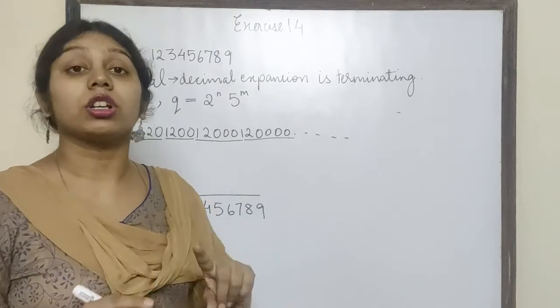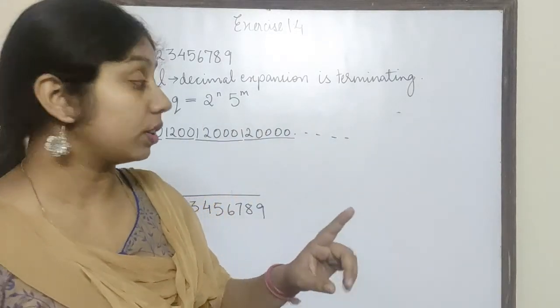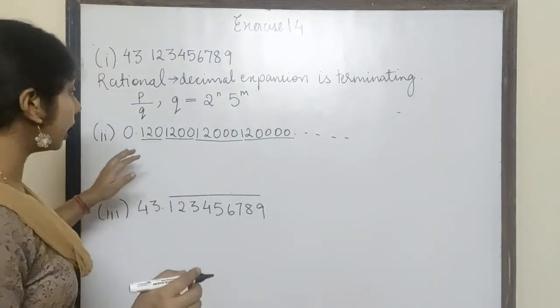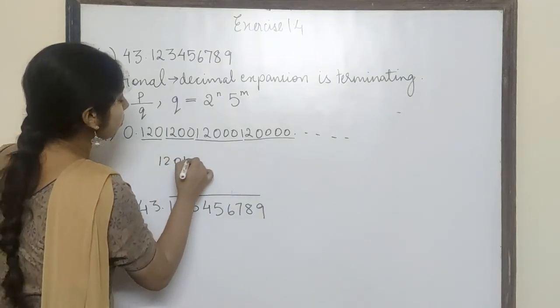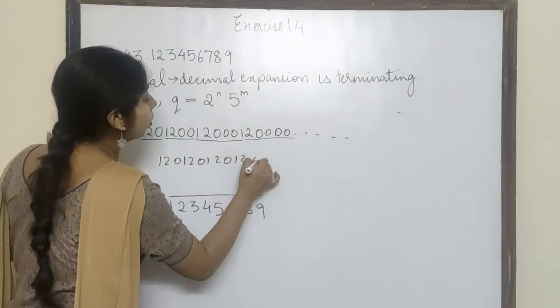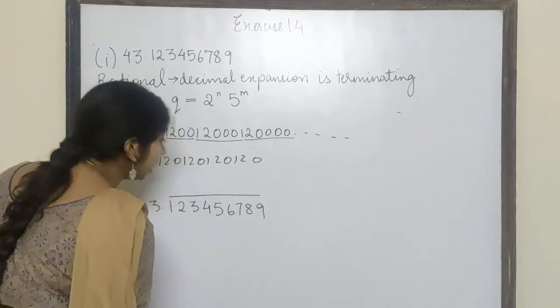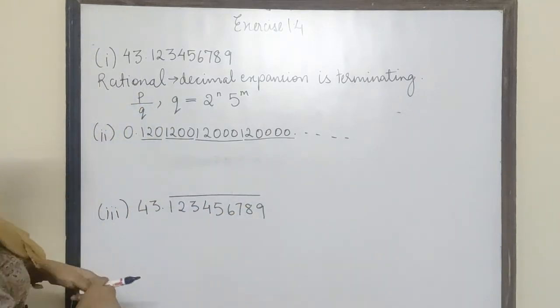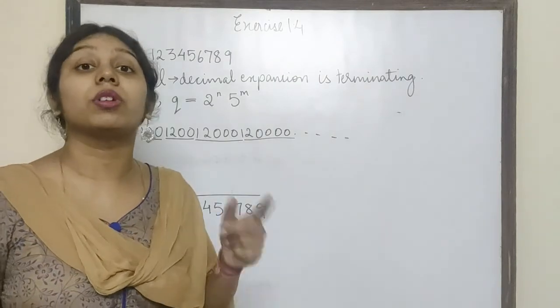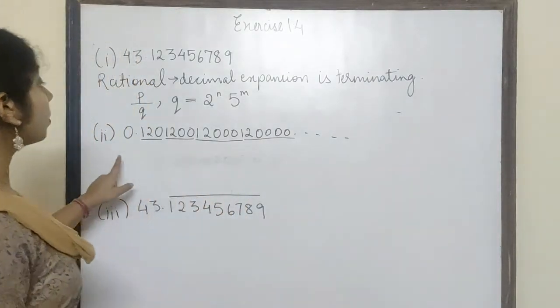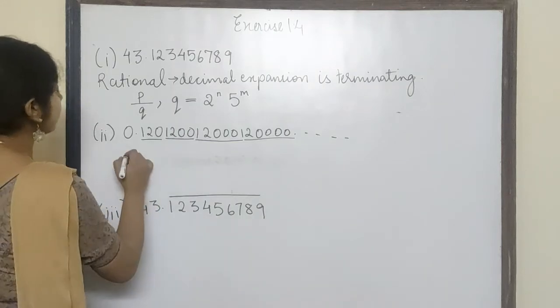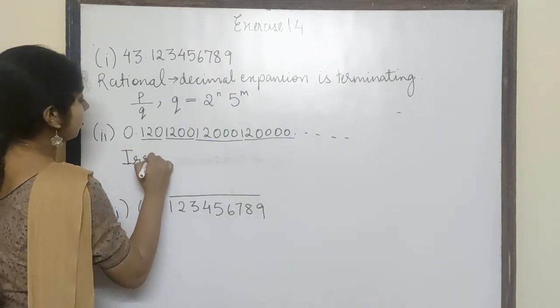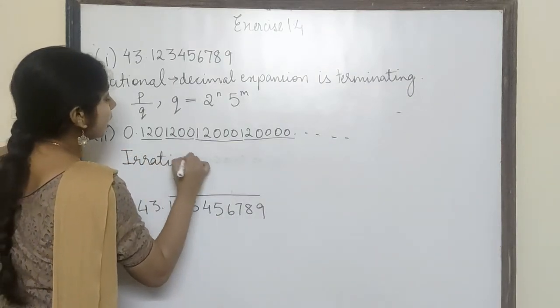If it had been non-terminating repeating, if we were talking about rational numbers, then it would have been 120, 120, 120, 120 and so on. But this is not the case over here. The numbers are non-terminating as well as non-repeating. So what type of number is this? This is an irrational number.